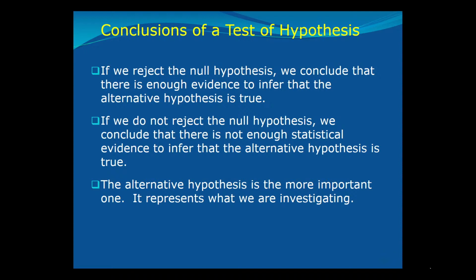If we reject a null hypothesis, we conclude that there is enough evidence to infer that the alternative hypothesis is true. If we do not reject the null hypothesis, we conclude that there is not enough statistical evidence to infer that the alternative hypothesis is true. The alternative hypothesis is the more important one. It represents what we are investigating.